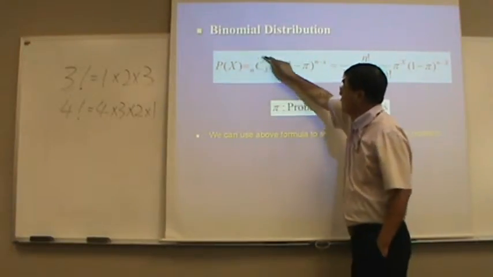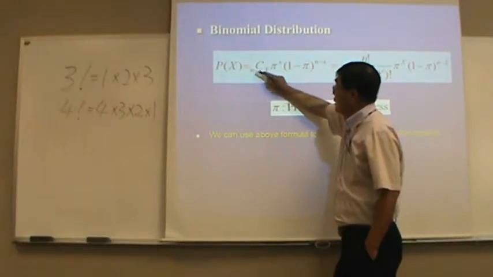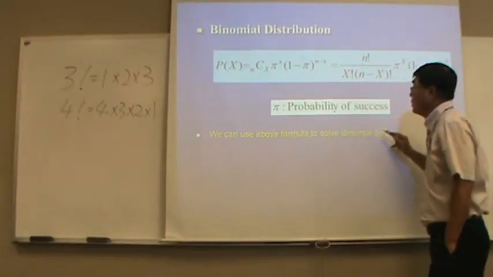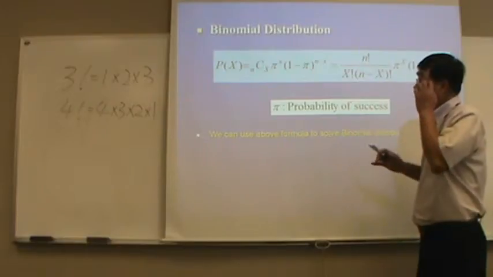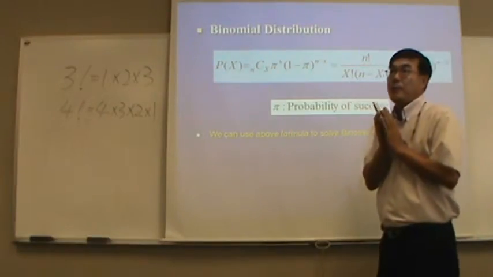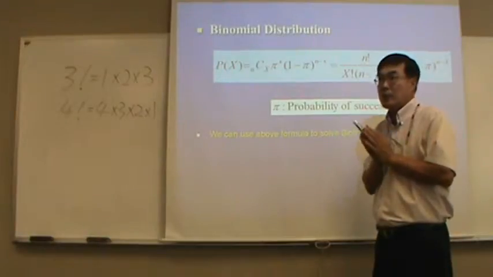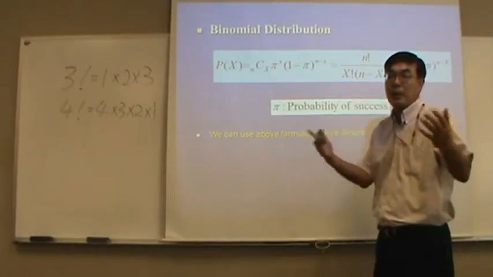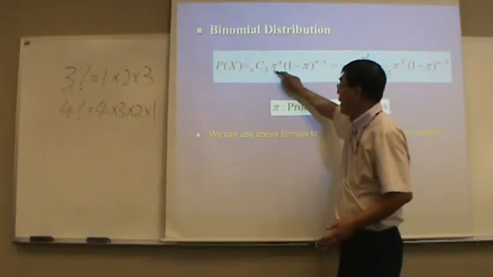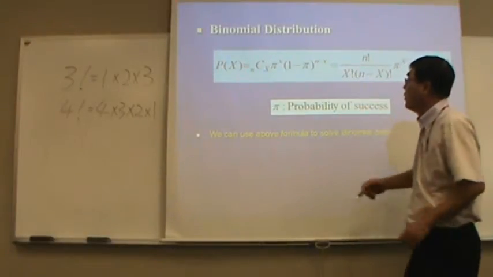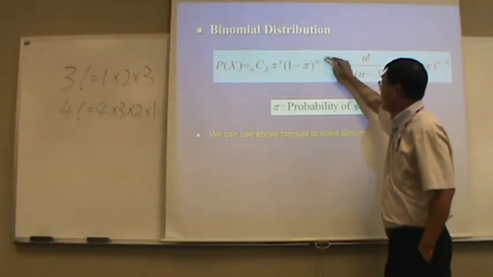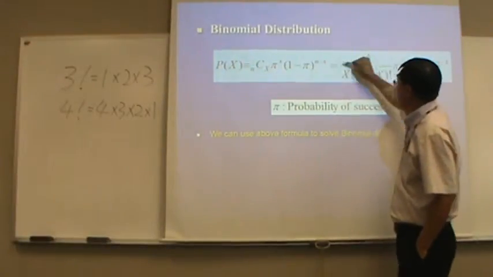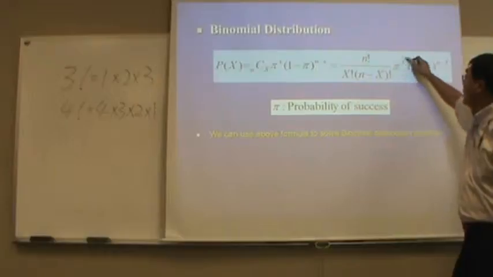X: combination, X out of n, times pi, that is the given probability. The average passing rate for this class is like 0.8, 80% of students pass this class. In that case, pi is 0.8, times 1 minus pi to the n minus x power. This combination is this one times pi to the x, and so on.